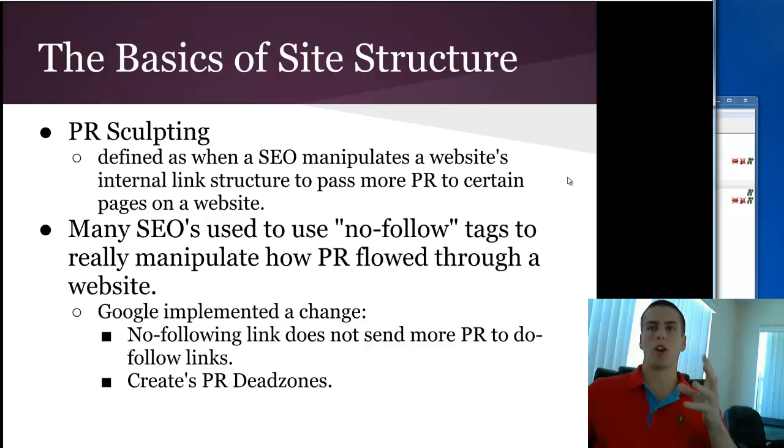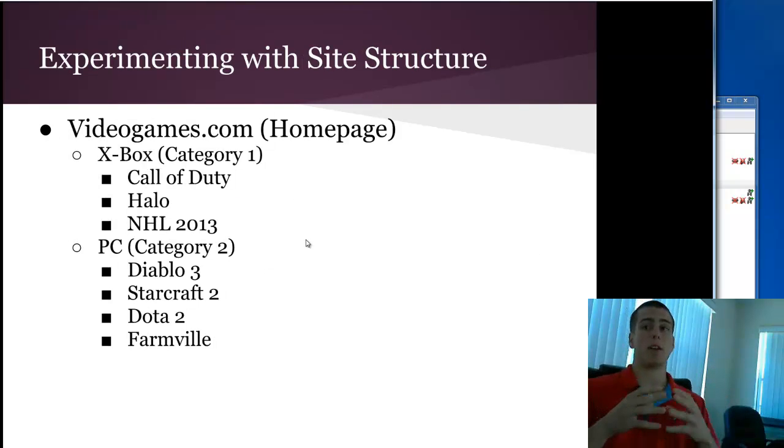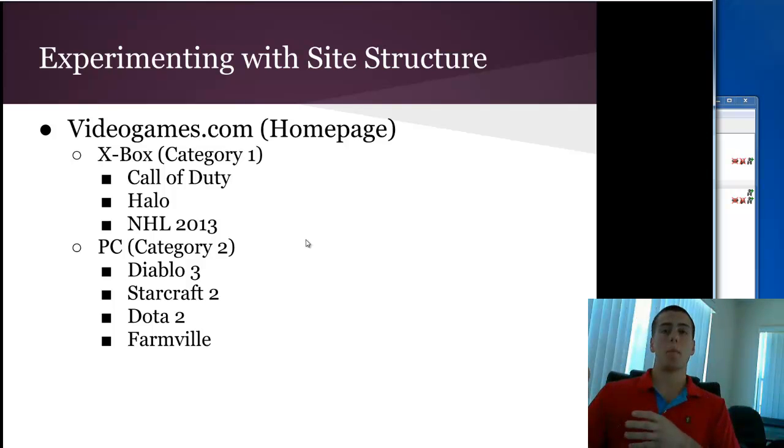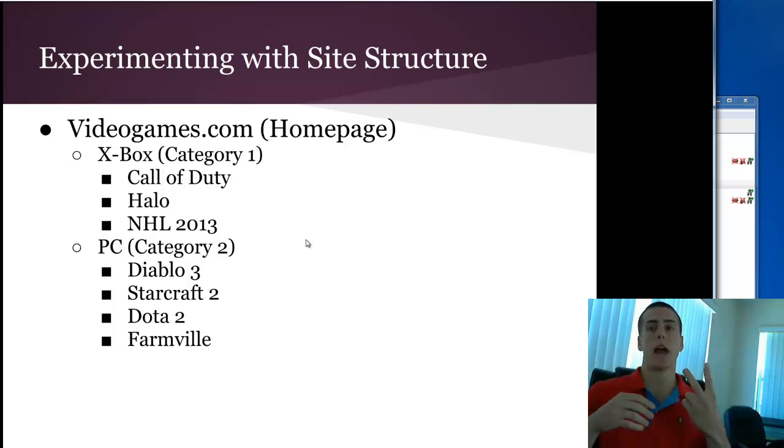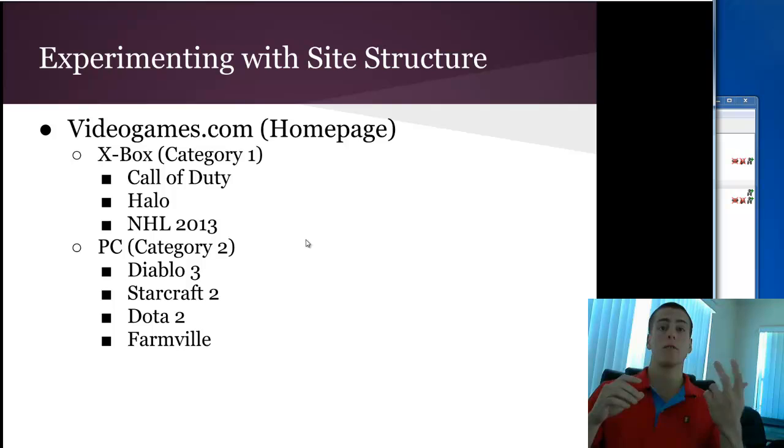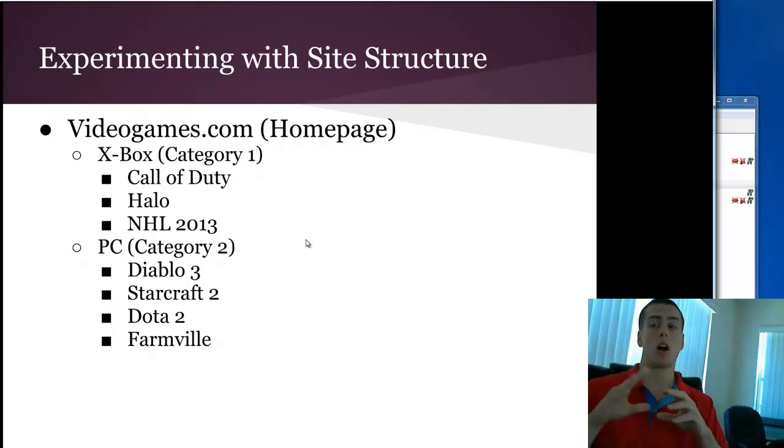So now that we kind of understand what PR sculpting is, we can dive right in and start having a little bit of fun. So what I did is I set us up a hypothetical site called videogames.com. It's a 10-page site. It has two categories, Xbox and PC. As you can see, Xbox has 3 product pages, PC has 4 product pages, totals up to a 10-page website. So what we're going to do here is I'm using my product SiteFlow to give us visual diagrams of the PR on this site.